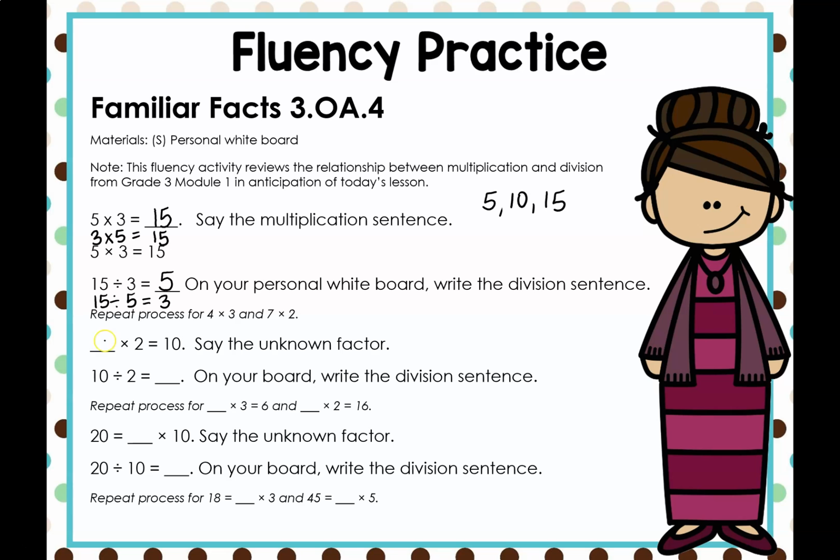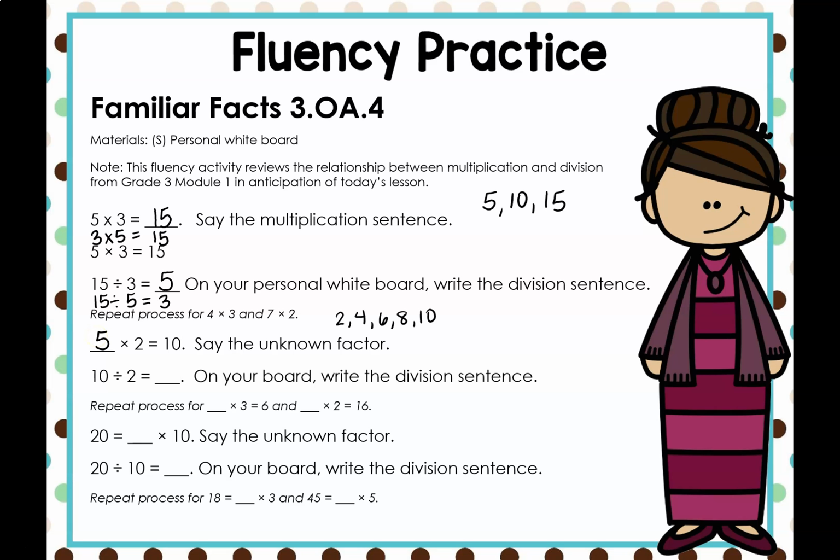Let's do this problem down here. Blank times 2 equals 10. What multiplied by 2 equals 10? If you need help, you can do your skip count by 2s until you get to 10. 2, 4, 6, 8, 10. Okay, I skip count by 2s 5 times, so that must mean 5 times 2 equals 10. Okay, so the unknown factor for that problem was 5.